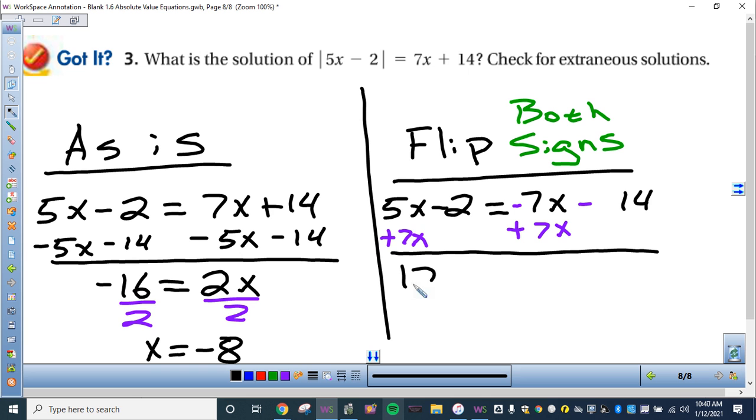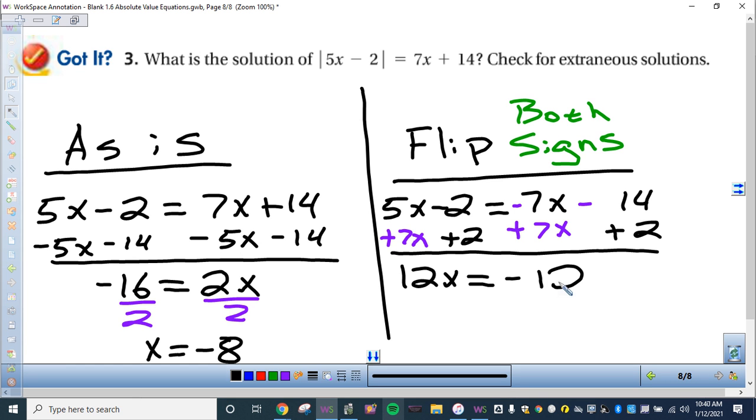So I get 12x. I forgot to add the 2. I'm going to do that now. 12x equals negative 12. Last step, I just divide by 12 on both sides. And I get x equals negative 1.